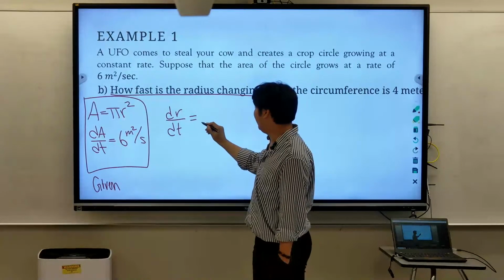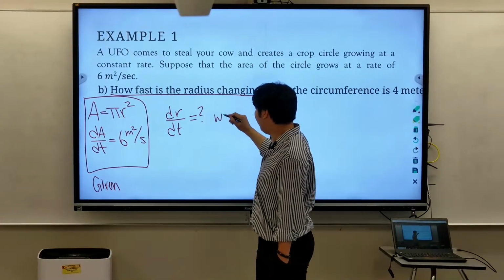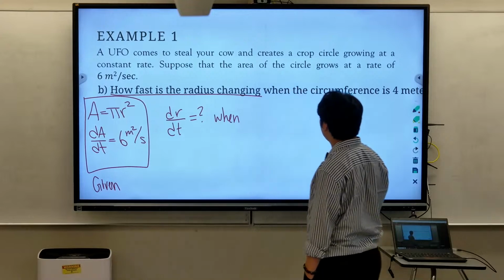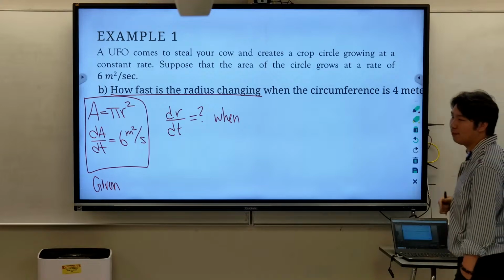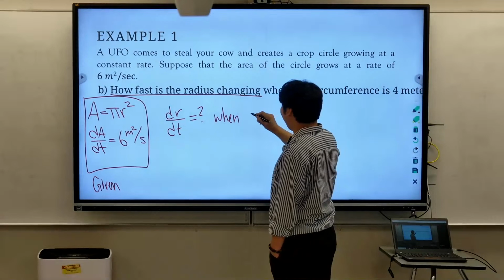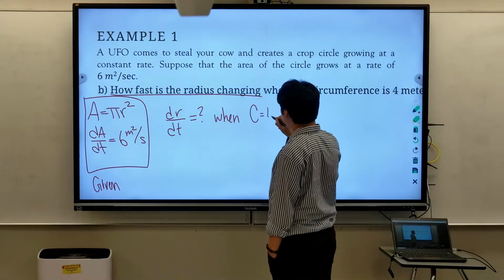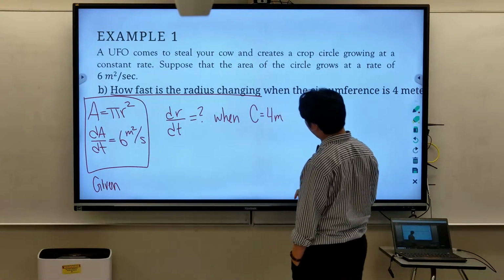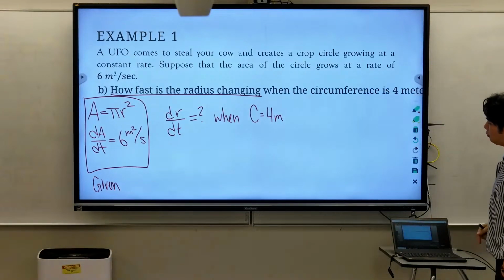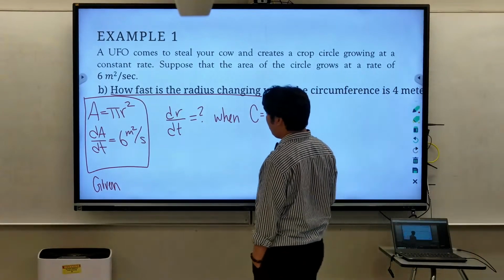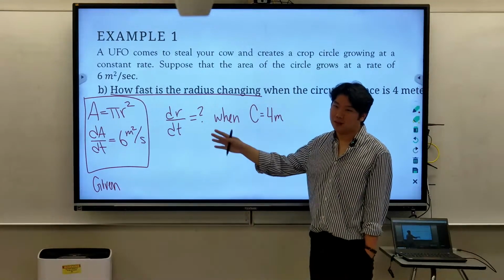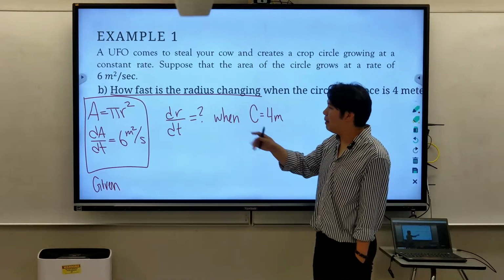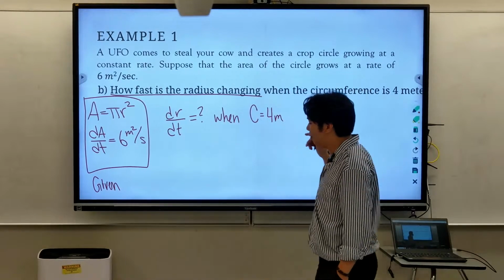This is what I want when I want to see how fast the radius is changing when my circumference is 4 meters. So let me just go right when capital C is equal to 4 meters. If you want, you can put this in a box and say, this is our scenario that we are given. I have my base scenario and then my extra new scenario conditions.